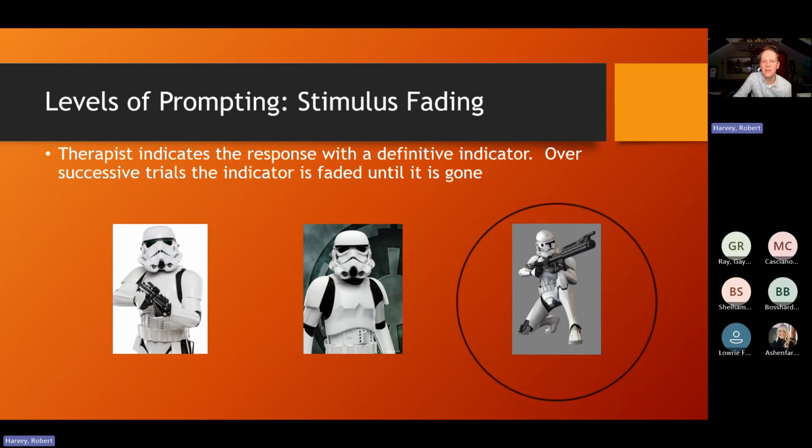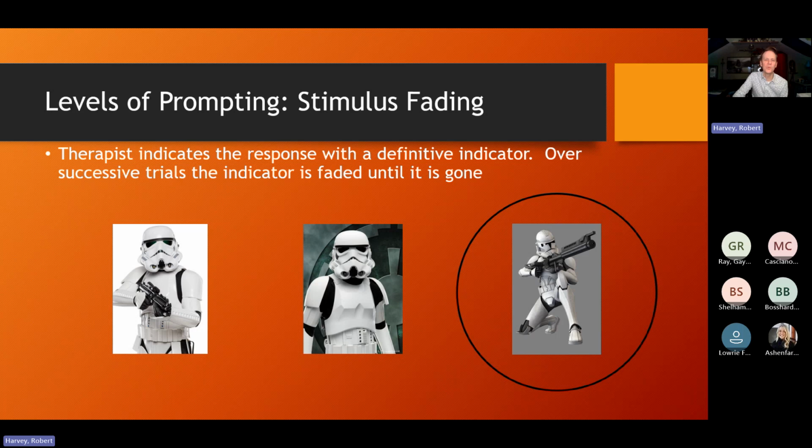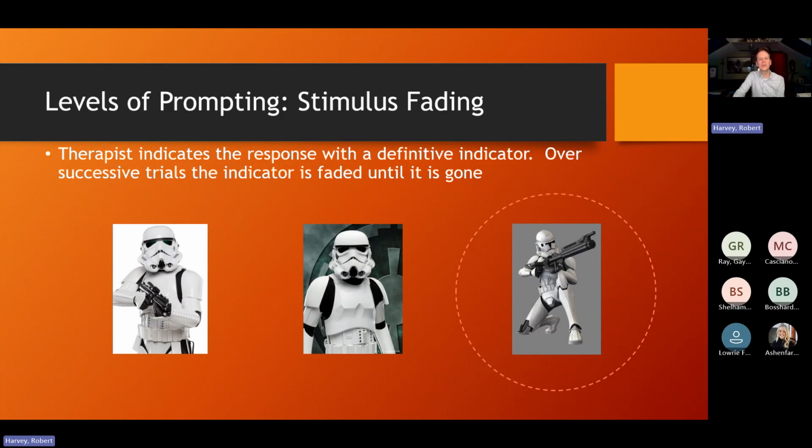And then the next time I do it, or a few times later, I say touch clone trooper, and it's got a less heavy circle, okay? And then I say touch clone trooper, and it's got a really light circle around it, okay? Then I say touch clone trooper, and it's got a dotted line that's getting closer to hard to see around it. And then I say touch clone trooper, and it's got a very difficult to see circle around it, right? And then eventually the hope is that they would be able to touch clone trooper without that stimulus present, the circle.